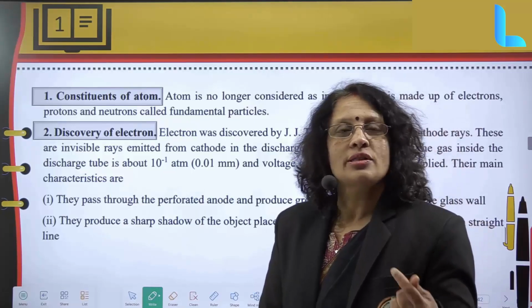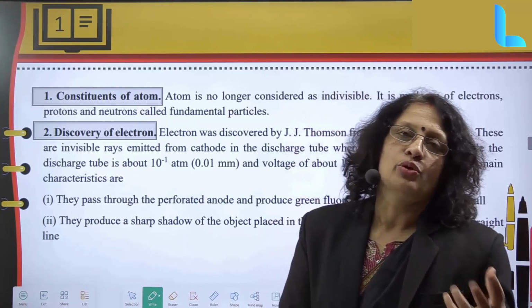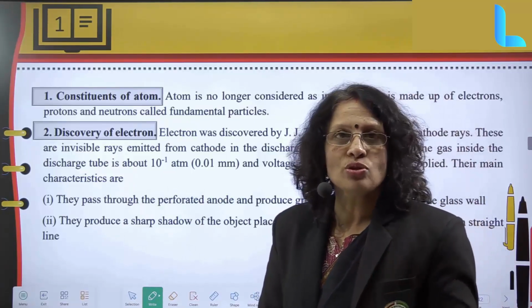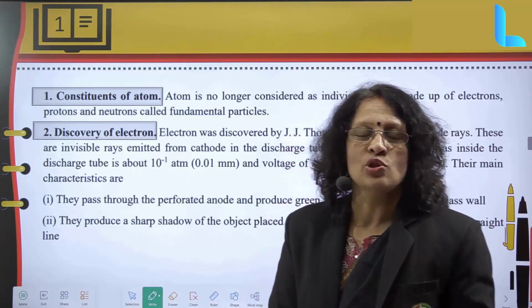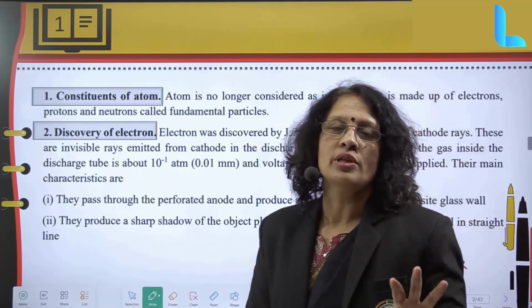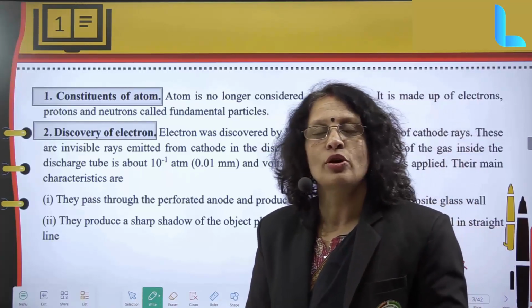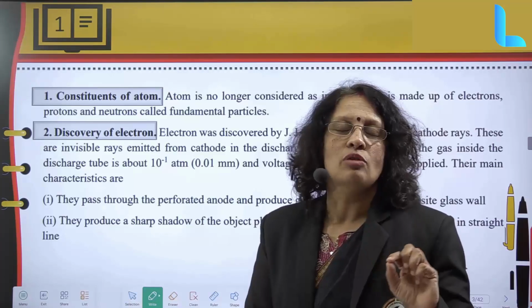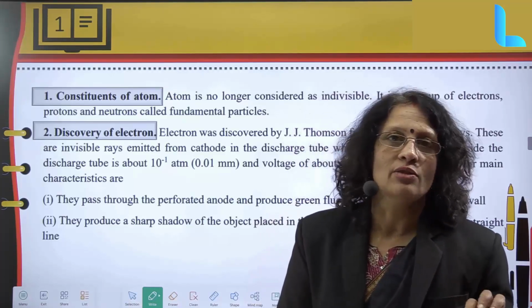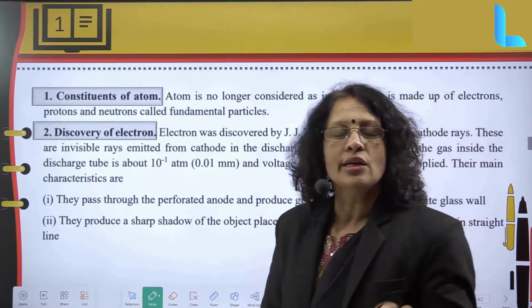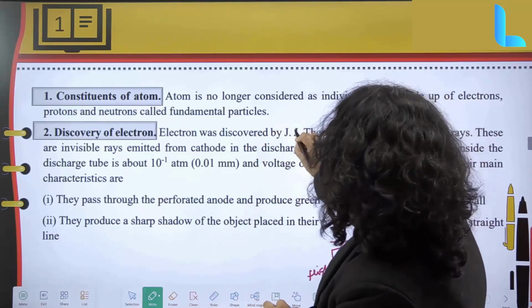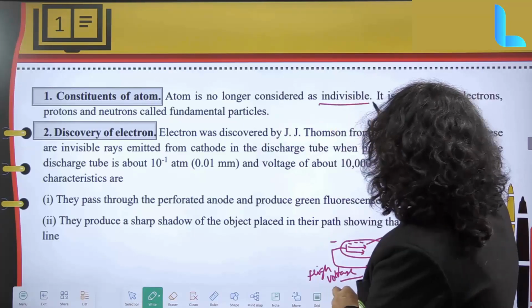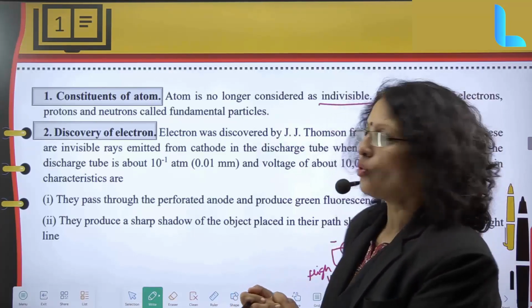In the nucleus there are protons and neutrons. Proton is positively charged, neutron is neutral. The protons and neutrons are stationary, the nucleus is stationary, but around it, in specific energy levels which are called orbitals, the electron is a revolving, moving particle which is negatively charged and constantly moving. So we will see how the discovery happened. The constituents of the atom are no longer considered indivisible. It is made up of electrons, protons and neutrons.